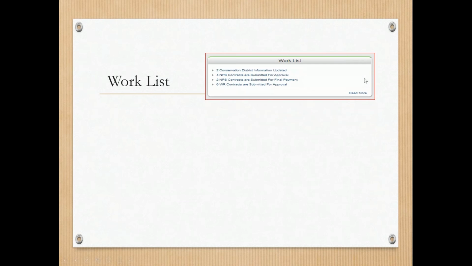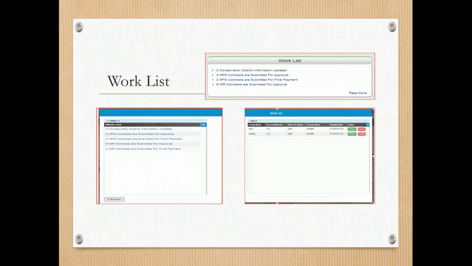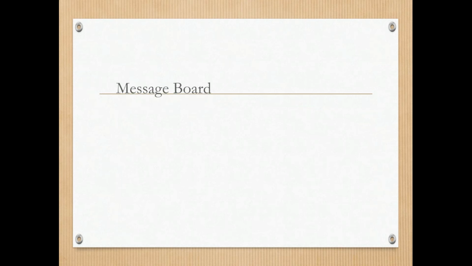Part of that home screen is a work list, and on this work list it shows us at DOC what is going on. On this one, we had a couple of conservation districts that updated some information, and we've got some contracts that need some attention. When you click on read more, you get a list of all of the options that are possibly on that work list. If you click on one option, this shows you exactly which counties have an issue going on, and then you can open those up and take care of those or delete them, whatever needs to be done.